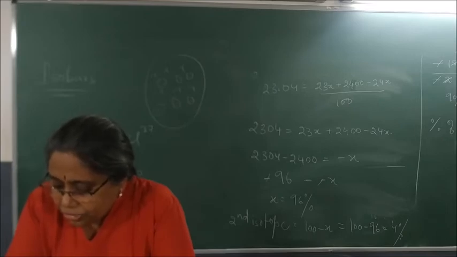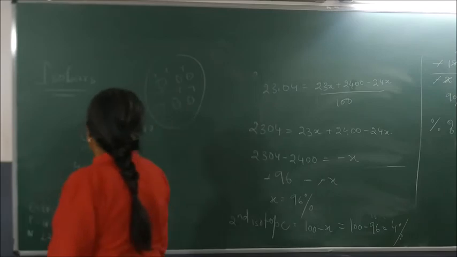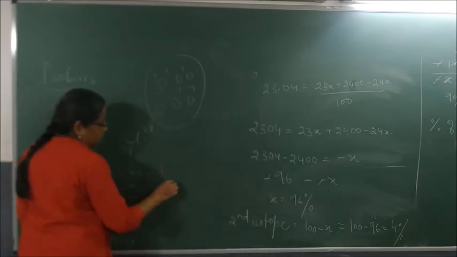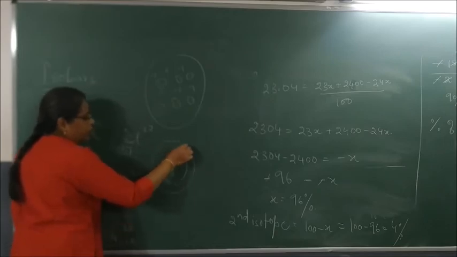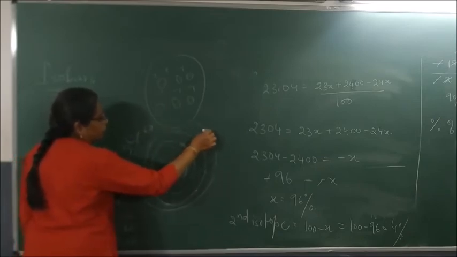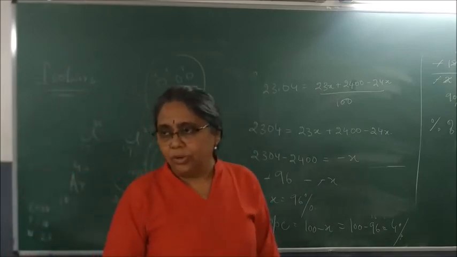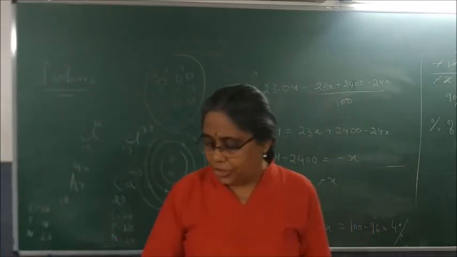Draw a sketch of Bohr's model of an atom with 3 shells. What will you do? Like this: proton, neutron. First shell will have how many electrons? 2. Second will have how many? 8. And the third can have 1 or 2, any example, but name the element. 2, 8, 1 is sodium, 2, 8, 2 is magnesium.